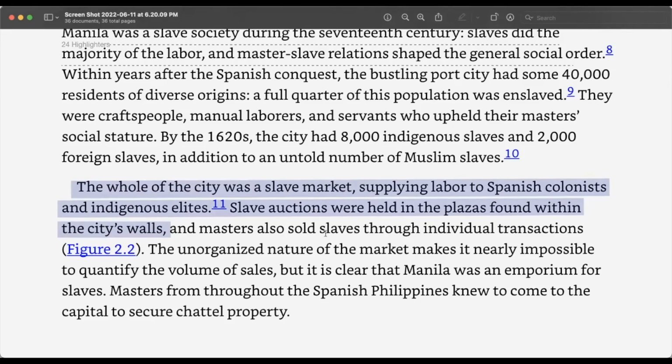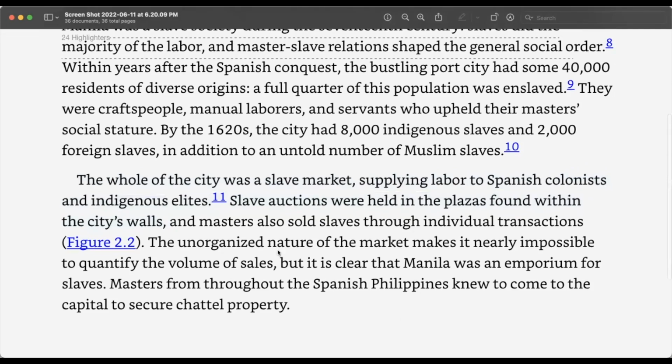And masters also sold slaves through individual transactions. The unorganized nature of the market makes it nearly impossible to quantify the volume of sales, but it is clear that Manila was an emporium for slaves. Masters from throughout the Spanish Philippines knew to come to the capital to secure chattel property.